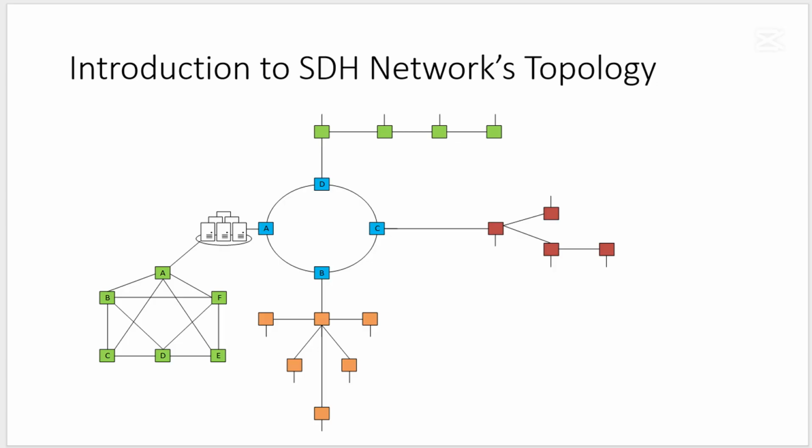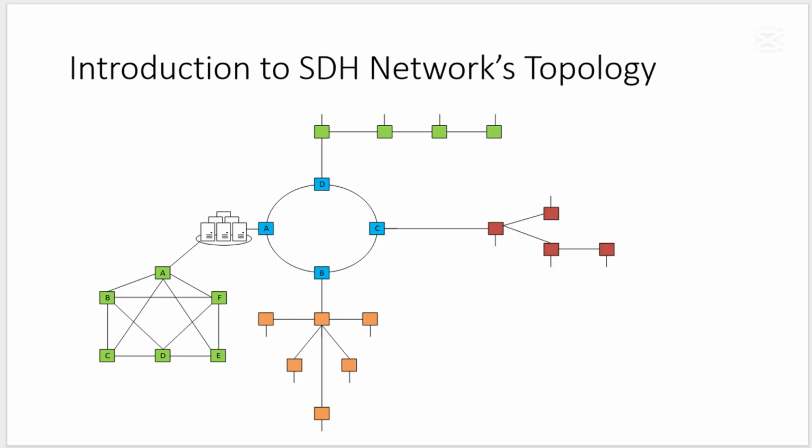So SDH network topology refers to the structural arrangement of nodes and connections in an SDH network. Typically, it involves configurations such as ring, star, mesh, or others, which allow for efficient data transmission and redundancy. The topology is designed to facilitate high-speed data transfer, ensure reliability, and support various services.